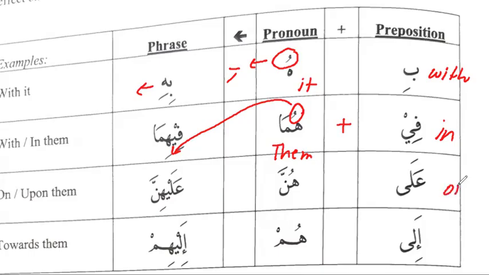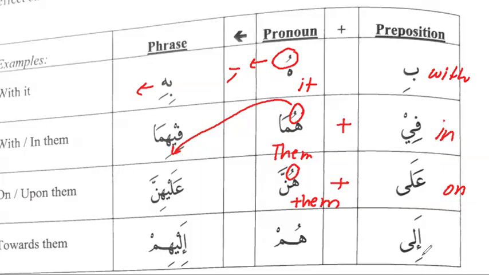Ala means on or upon. And then I have the pronoun hunna, which is the feminine for them. Will I say alayhunna? Nope. Will I say alayhunni? Nope. I do not change the last letter. I only change the first letter, and the first letter's haraka converts into a kasra, and it becomes alayhinna. Alayhinna. Upon them.